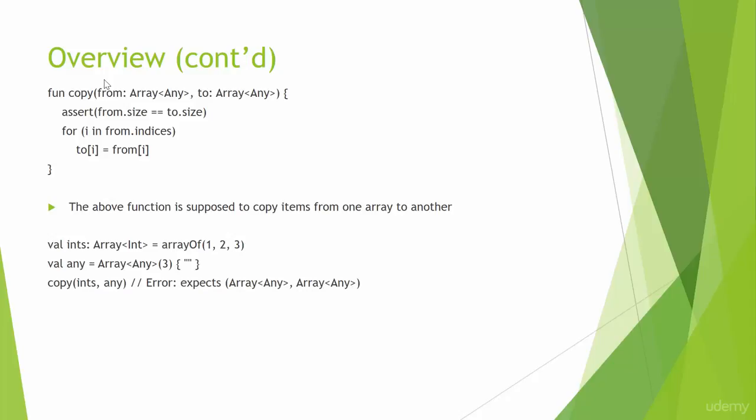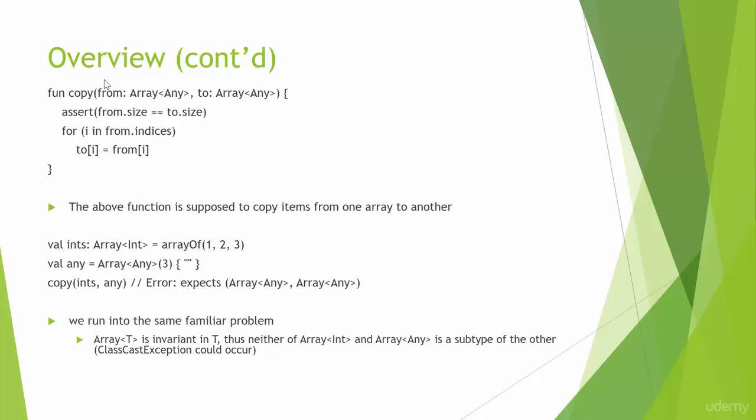All right, so we could use it like this. We could say array of 1, 2, 3, array of ints. We could create an array of any objects of 3 that are empty quotes. If we try to copy the ints to the any, we get an error. It expects array of any types for both. Okay, so we run into the same familiar problem. Array t is invariant in t, thus neither of array int or array any is a subtype of the other, so you can't use it.